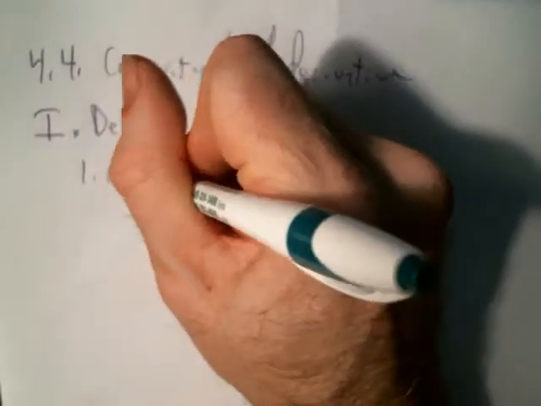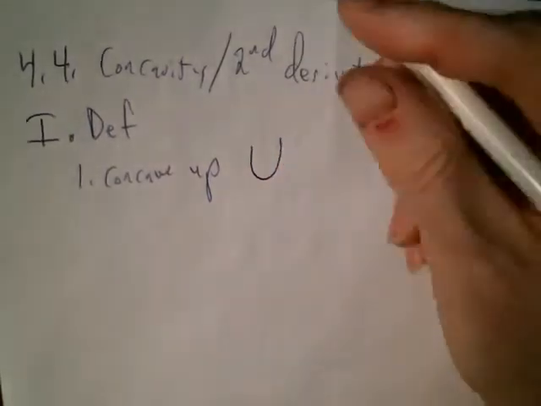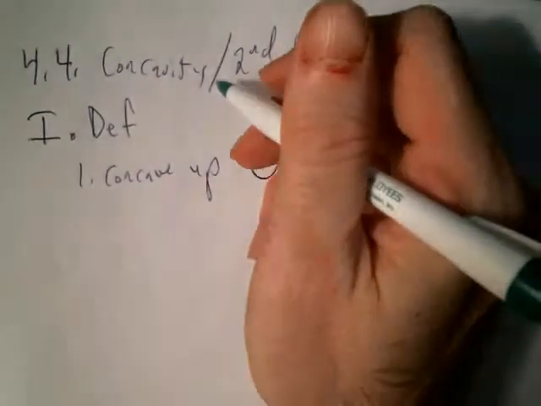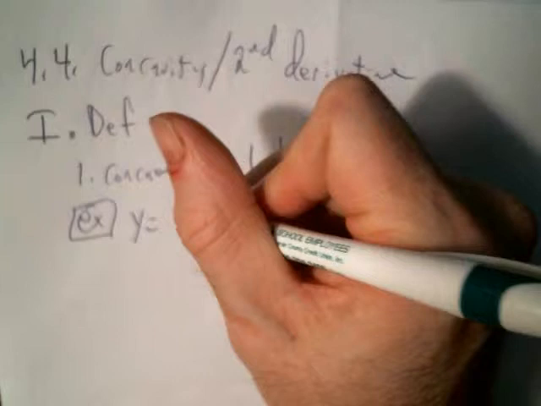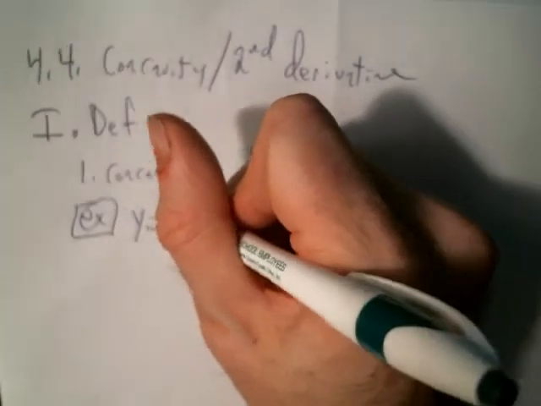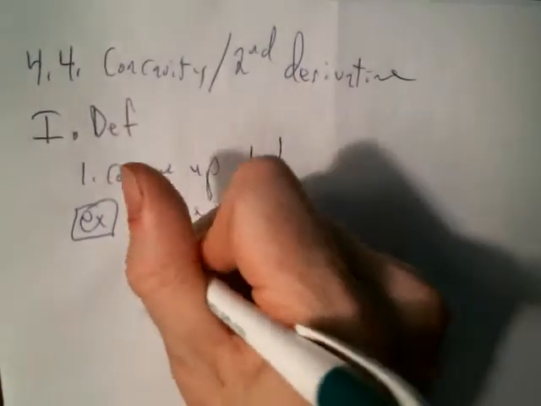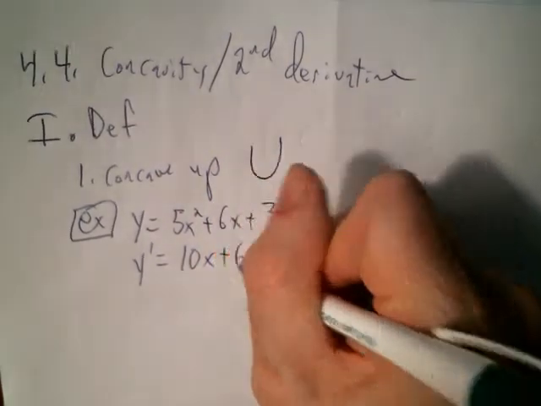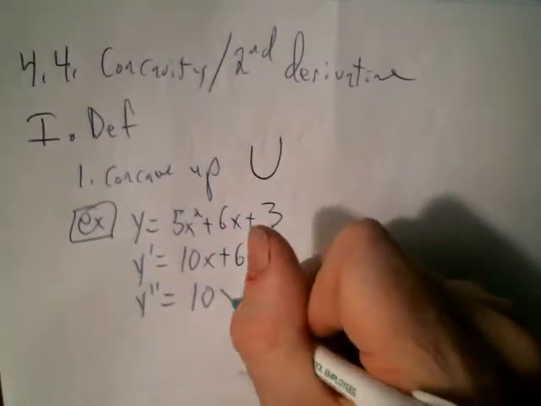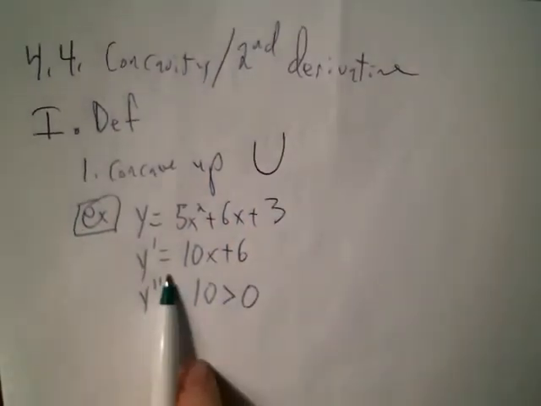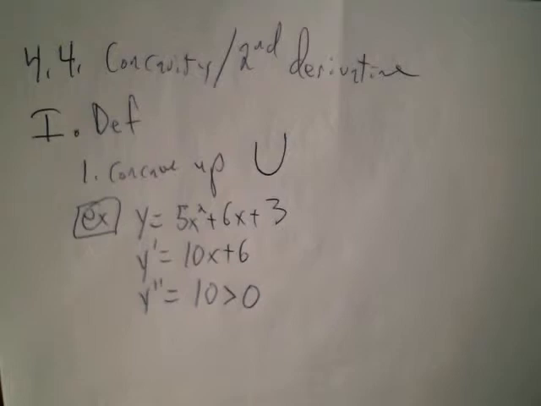Concave up. The shape is like a happy face. An ultimate example is any quadratic where the leading coefficient is positive. So 5x squared plus 6x plus 3. Its first derivative, y prime, is 10x plus 6. Its second derivative is 10. If that second derivative is positive, and here it's always positive, it'll be concave up. In this case, it's concave up on all of its domain.